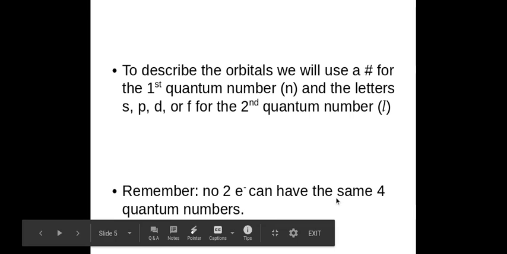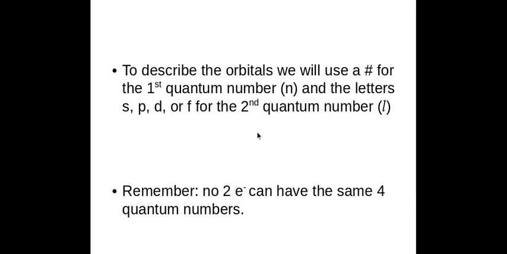Remember, no two electrons can have the same four quantum numbers. If the quantum numbers describe where the electron is located, you're not going to find two electrons in the exact same spot.